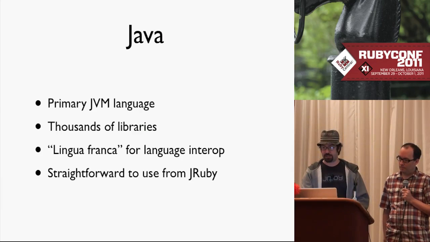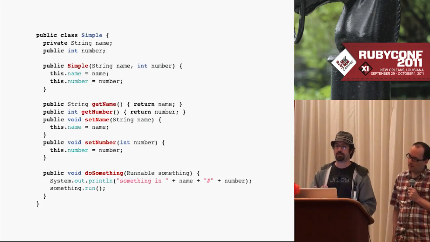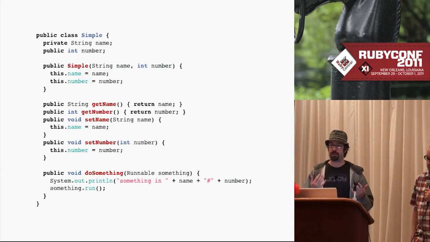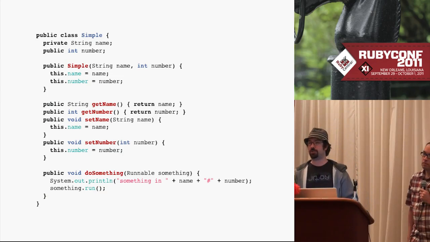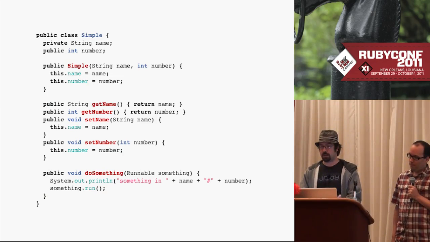And of course, it's very straightforward to use from JRuby. So let's take a look at a very simple example. Just a dumb class with one public field, a private field, some accessors, and a method at the bottom, doSomething, that takes an interface, a Runnable. So we've got this Java class, and we want to interact with it from Ruby.